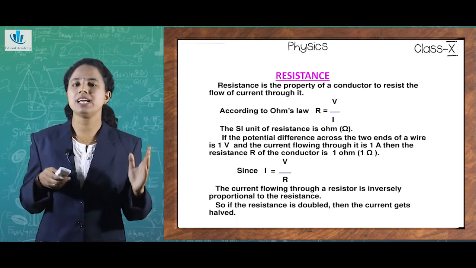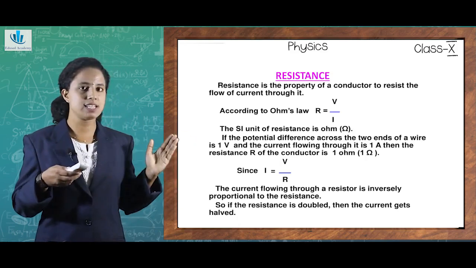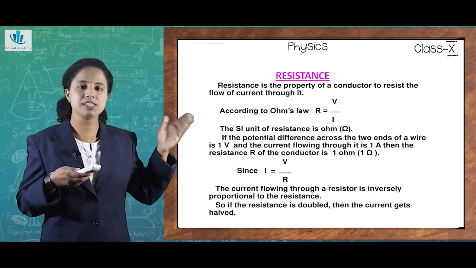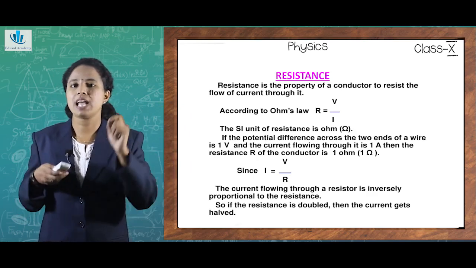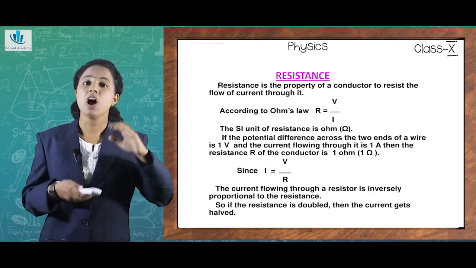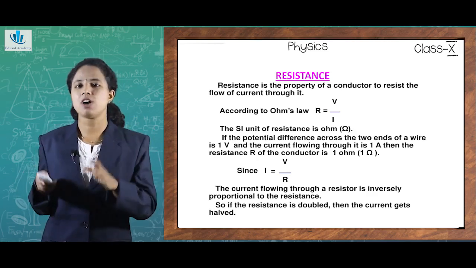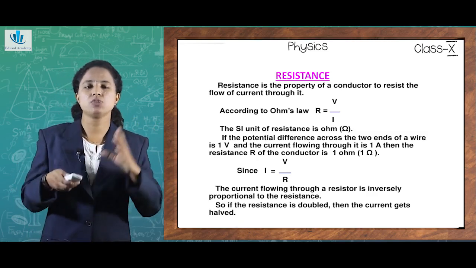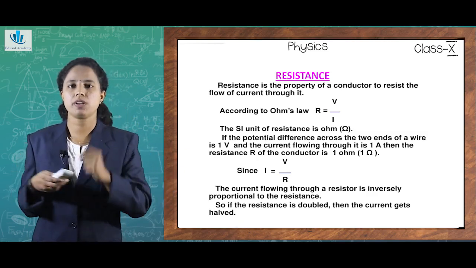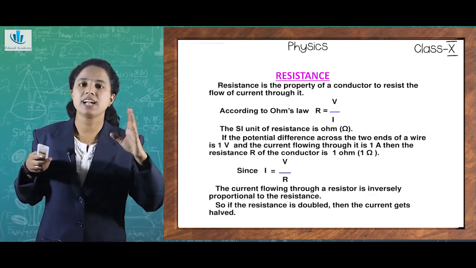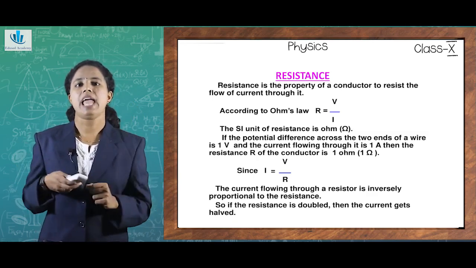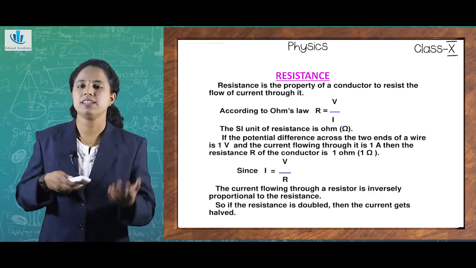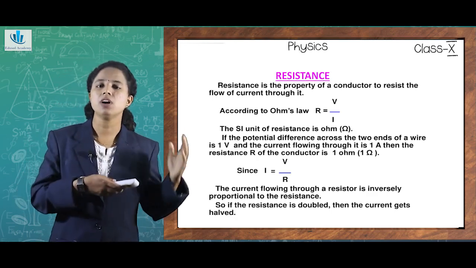According to Ohm's law, we know that V equals IR, or resistance R equals V by I. That is, resistance is potential difference per unit current. So the SI unit of resistance is the ohm, named after the renowned scientist Ohm. If the potential difference across two ends of a wire is 1 volt, and the current flowing through it is 1 ampere, then the resistance of that conductor is 1 ohm.